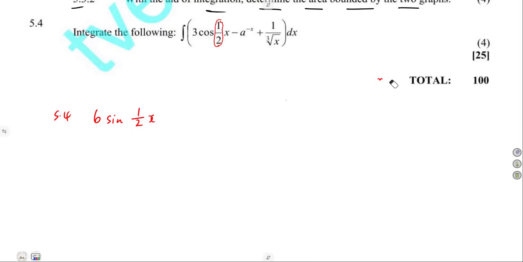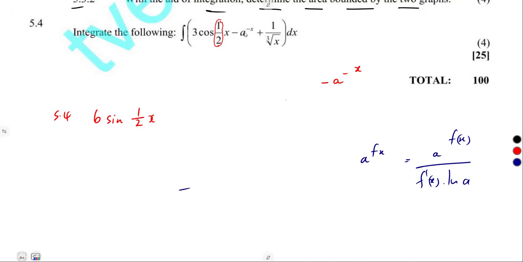Minus a to the exponent of negative x. Remember, when integrating such a to the exponent of f of x, you need a to the exponent of f of x over the derivative of f of x times the ln of a. So a to the exponent of f of x, as it is, just remains like this, over the derivative of our f of x.